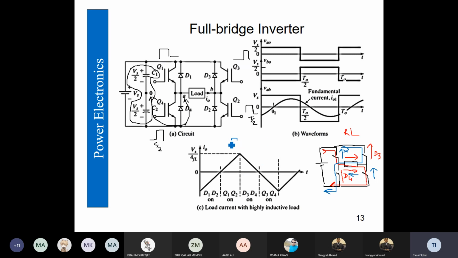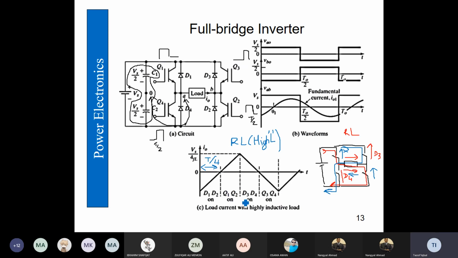So this is for a highly inductive load, whereas this is high. Highly inductive load. So therefore, the current flow through the diodes is almost T by 4. So this is 90 degrees. That indicates a highly inductive load.